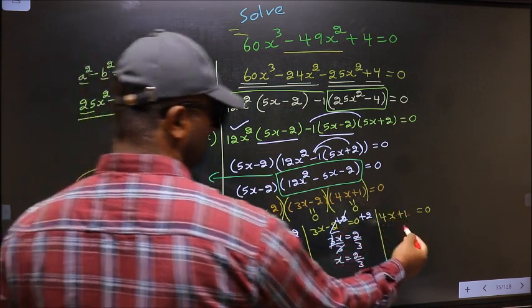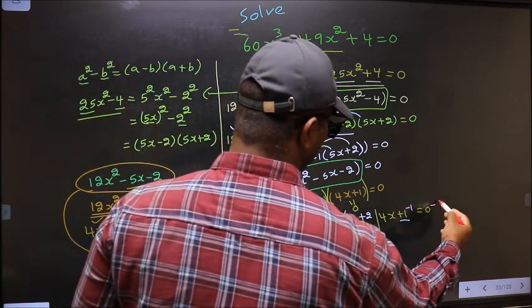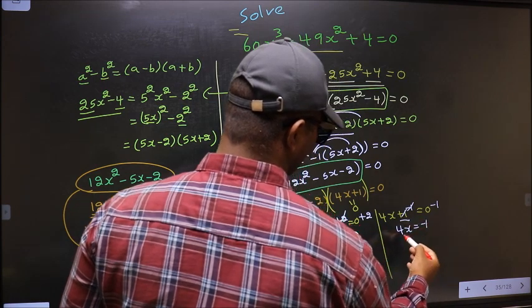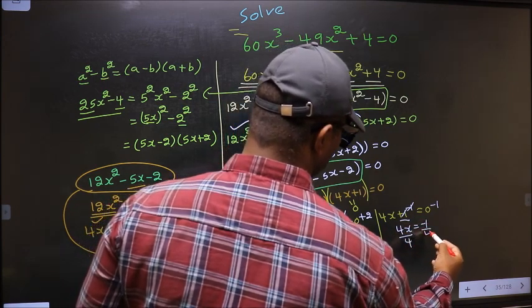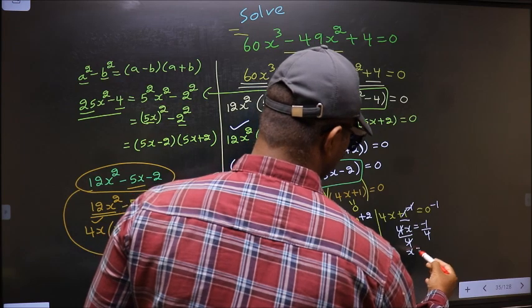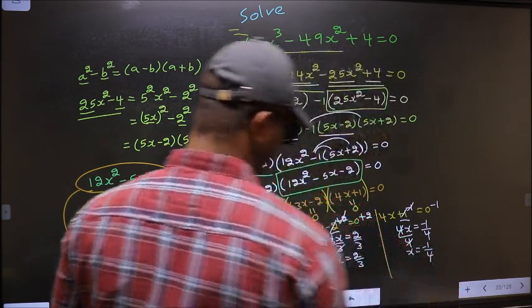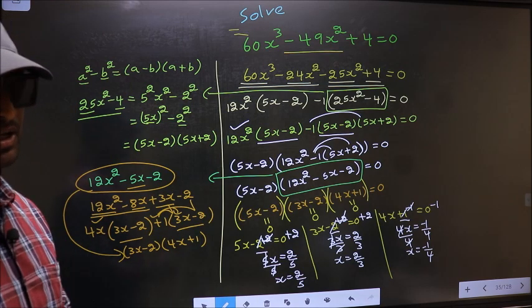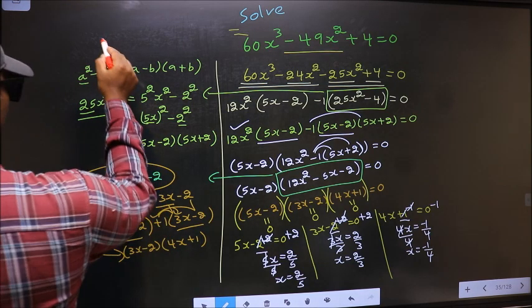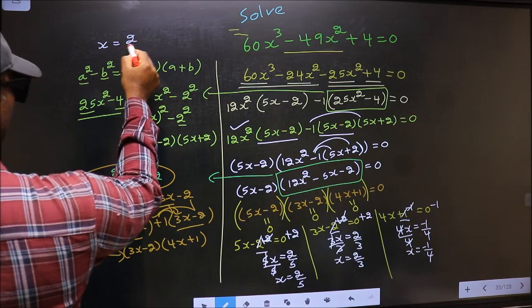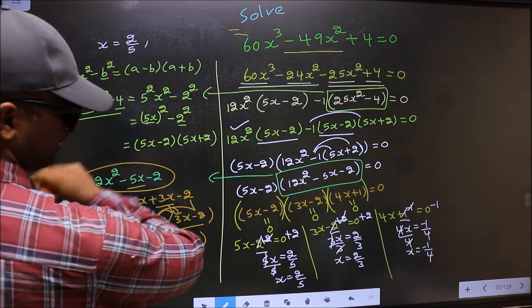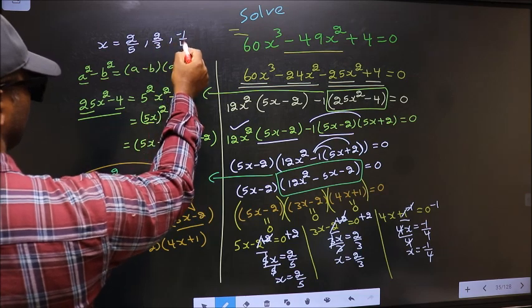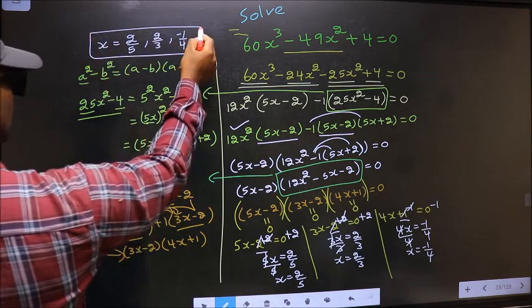Now here we should remove plus 1, so subtract 1. We get 4x equal to minus 1. Now we should remove 4, so divide by 4. We get x equal to minus 1 by 4. So the x values that we got are 2 by 5, 2 by 3 and minus 1 by 4. This is our answer.